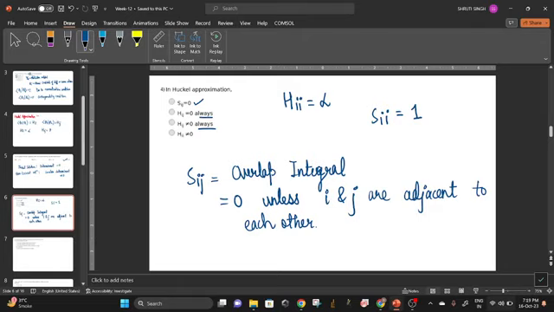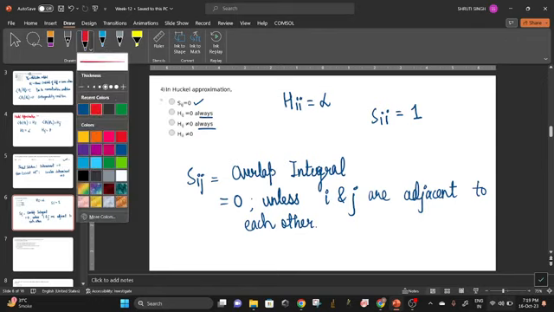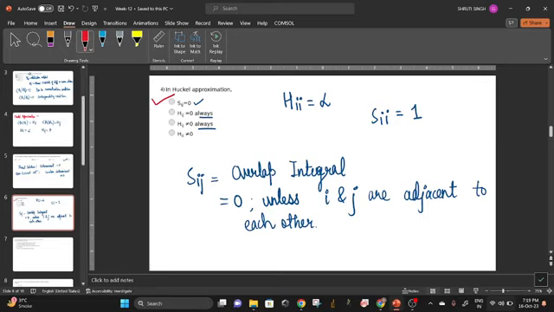If they are not adjacent, we will write the overlap integral as some value s. So for this question, the correct answer is A. Sij is equal to 0 for the overlap between orbitals of atoms which are not adjacent, so far apart atoms.